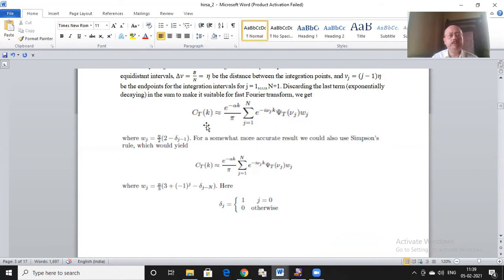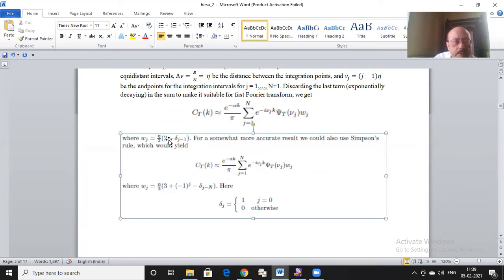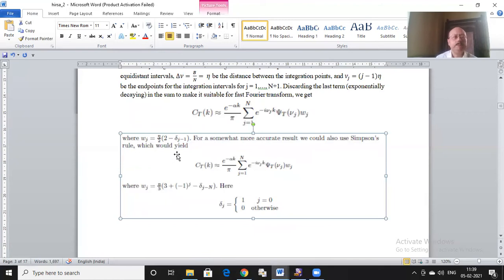And what we will do is approximate C_T(k). I write approximation because after all we are approximating it with a summation. So e to the power minus alpha k by pi is fine. Instead of the integral, now I have the sum over j equal to 1 to capital N, of e to the power minus i nu_j k, with psi also evaluated at nu_j, and w_j is the step. This is coming from the trapezoidal rule. So w_j, the step weight, will be eta by 2 times (2 minus delta_{j-1}).